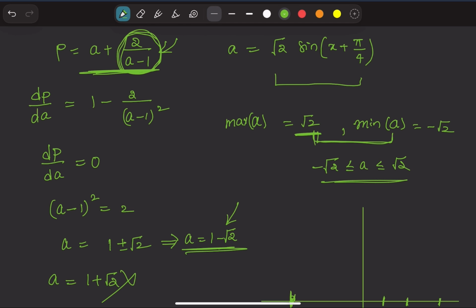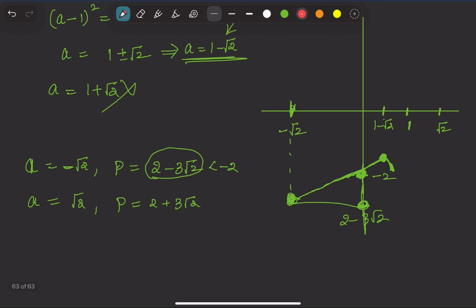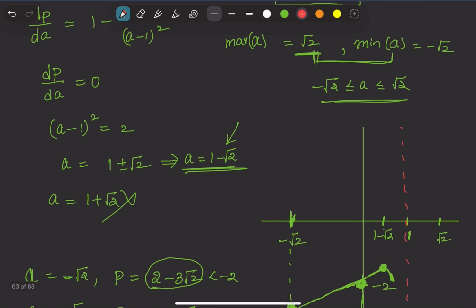You should not put a is equal to 1 into this expression, because if you put a is equal to 1, this denominator will become 0, which should not happen. So a is equal to 1 will act as an asymptote.